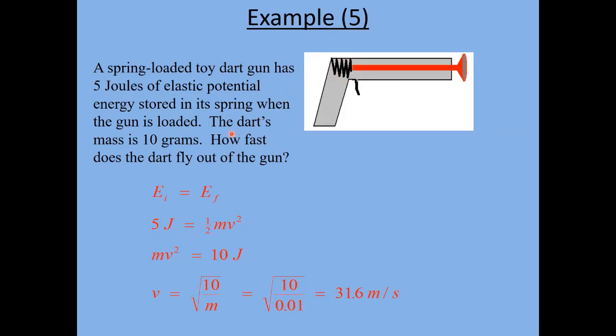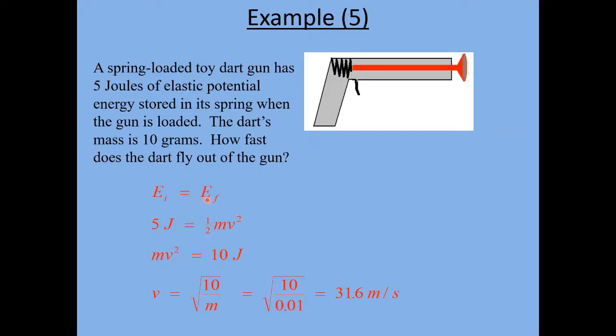Let's see, we're told the dart's mass is 10 grams. That's the red dart here. And the question is, how fast does the dart fly out of the gun? So when you pull the trigger here, it releases the spring, and all that energy in the spring gets transferred to the dart. So the initial energy, EI, which is 5 joules, right? This was the elastic potential energy, is equal to the final energy.